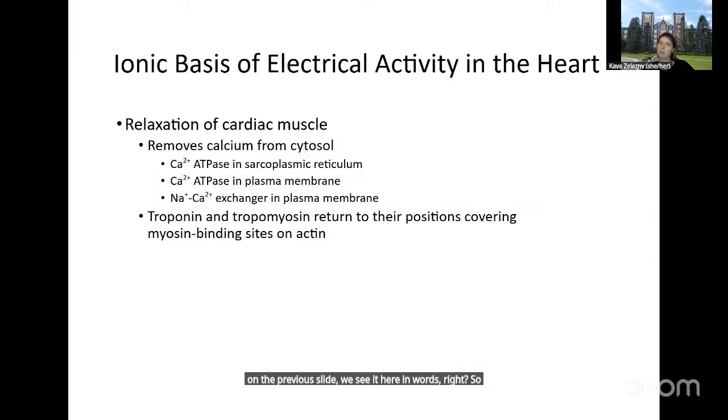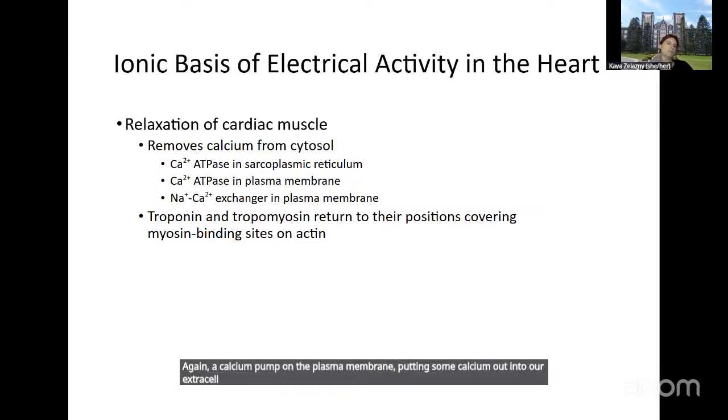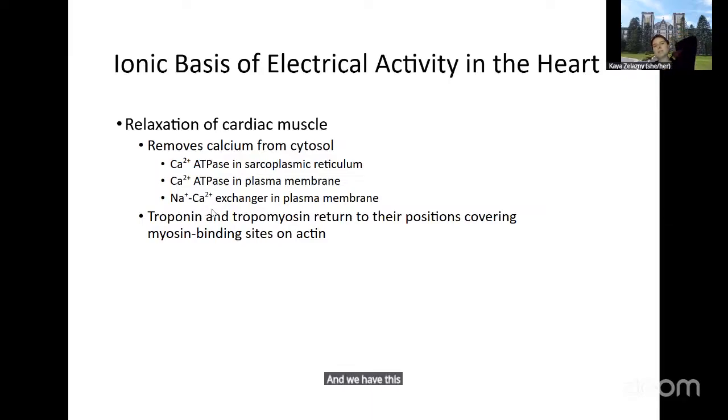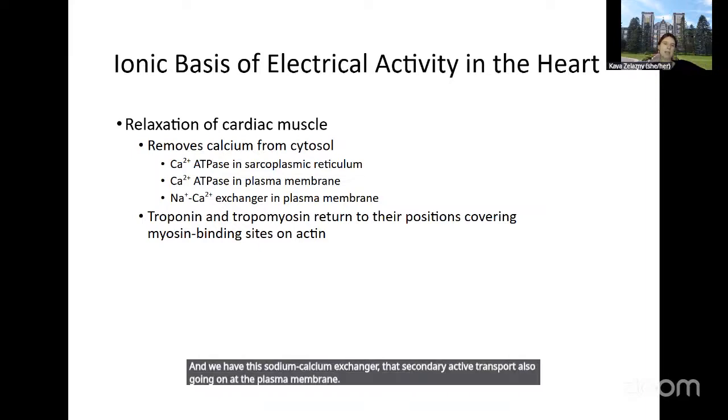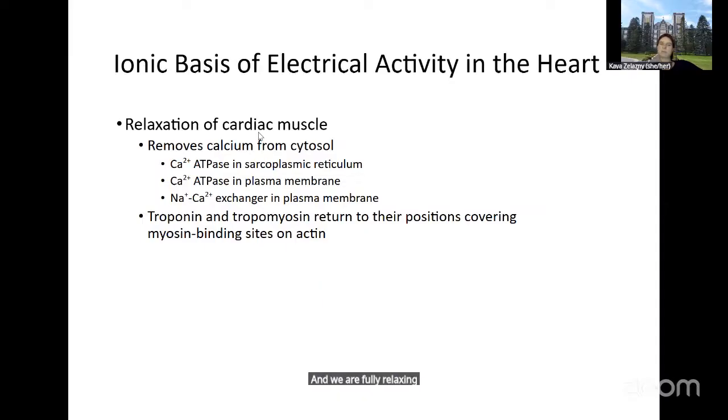So we have our calcium ATPase, aka a calcium pump, on the sarcoplasmic reticulum, pulling calcium into this storage space. We've got a calcium ATPase, again a calcium pump, on the plasma membrane, putting some calcium out into our extracellular fluid, so just eliminating it from the cell. And we have this sodium calcium exchanger, that secondary active transport also going on at the plasma membrane. And we are fully relaxing because once there's no calcium, troponin and tropomyosin go back to their spots, right? They go back to their relaxed states.